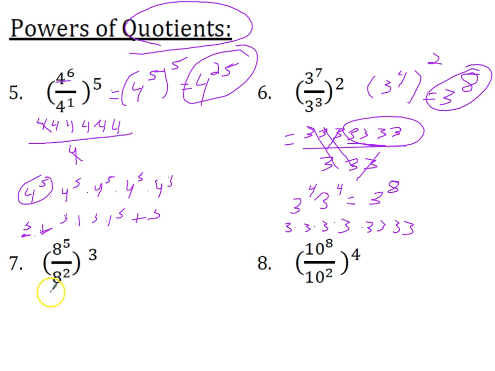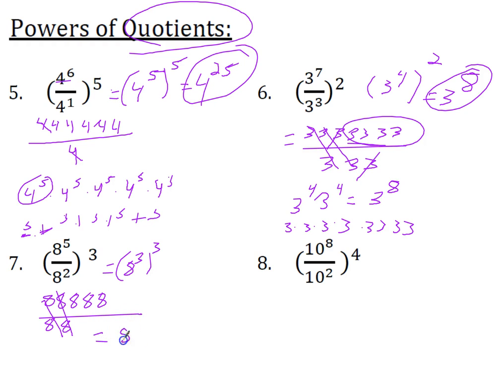Okay, for the next one, again, I'm going to start off by simplifying that 8 to the 5th over 8 squared. So I'm going to put 5 8s, and I'm going to put 2 8s on the bottom. I'm going to cancel those out. So I'm left with 8 to the 3rd.